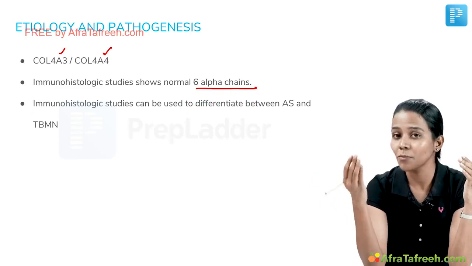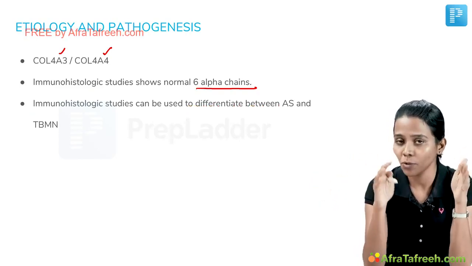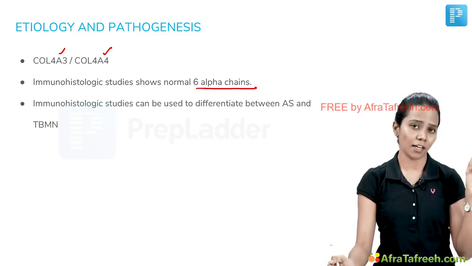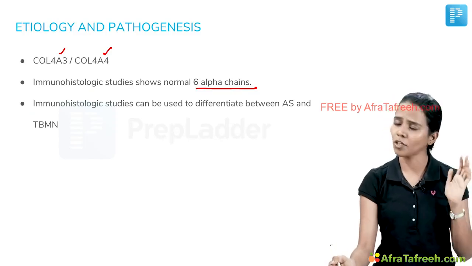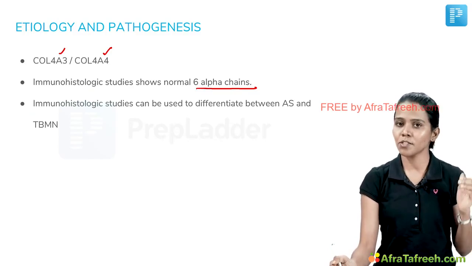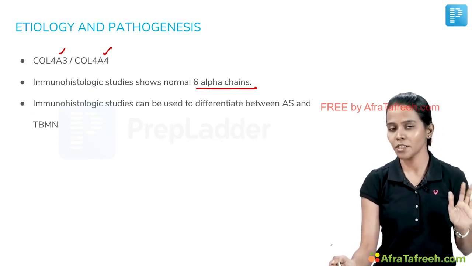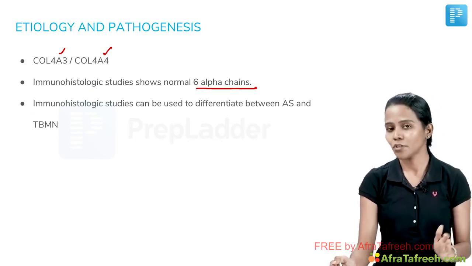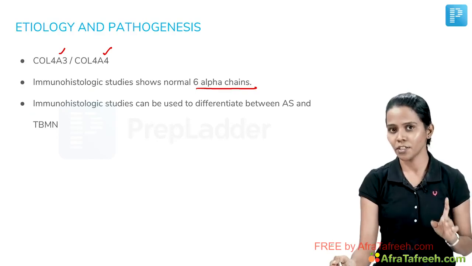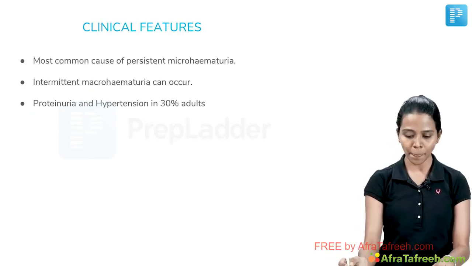So in this situation, immunohistochemistry can be done. Immunohistochemistry in thin basement membrane nephropathy is going to be normal. That is, the skin biopsy is going to show the alpha 5 chain, which is positive. But in Alport syndrome, it is going to be deficient. Alpha chains are going to be absent.